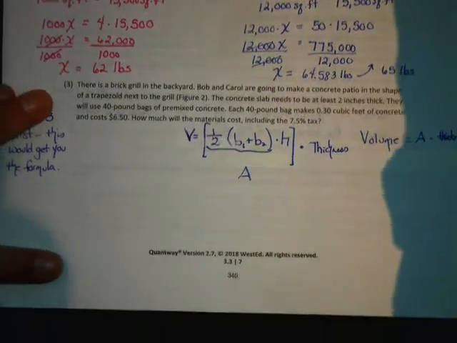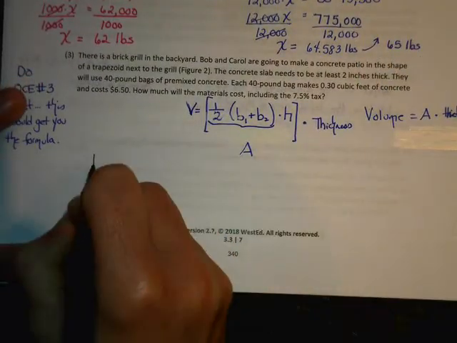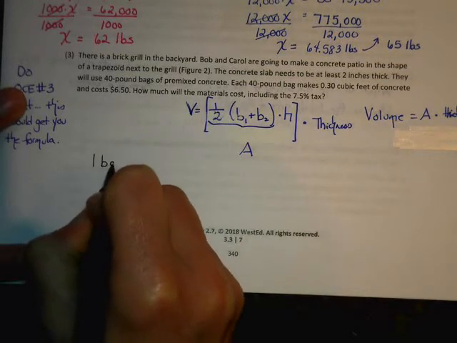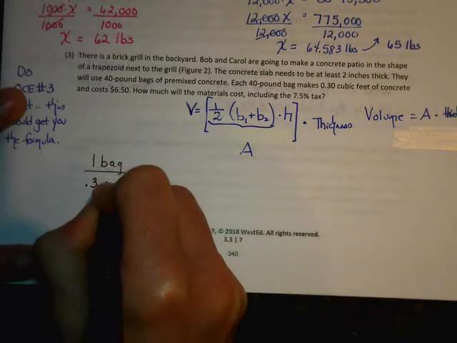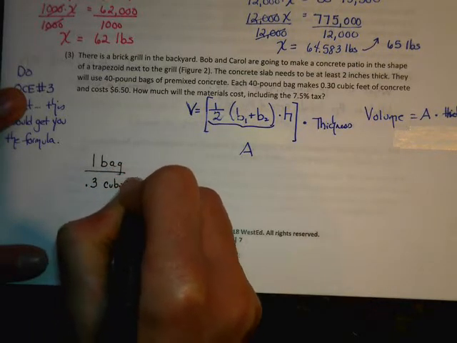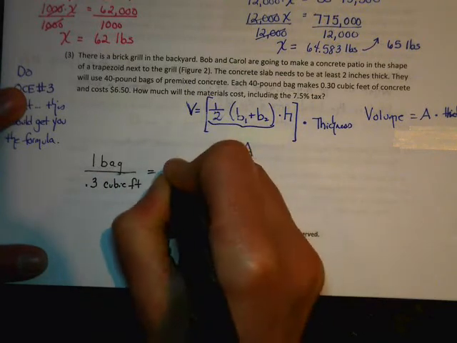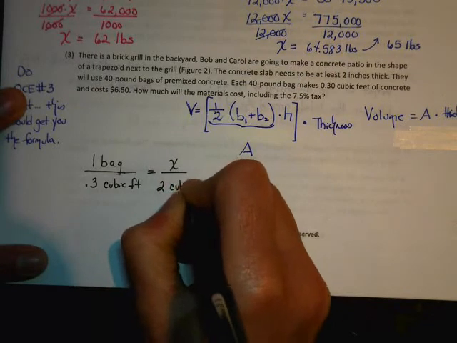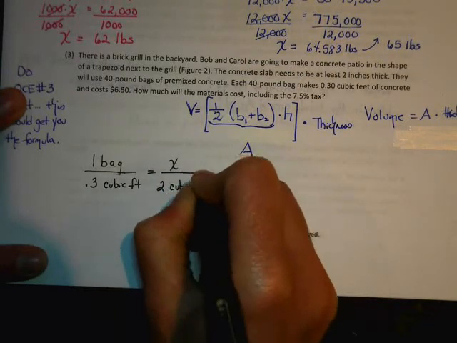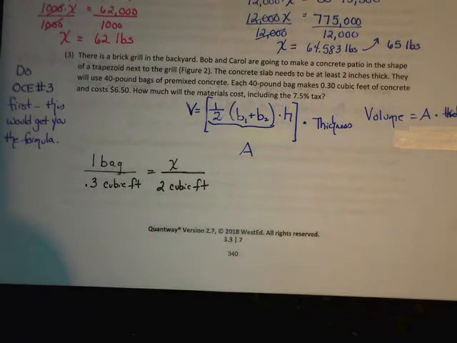So we need to figure out how many bags we need. So let's set up a proportion. One bag is going to cover 0.3 cubic feet. So then how many bags do we need to cover 2 cubic feet? So pause the video. I know you guys know how to do this. You're just going to cross multiply, right? Cross multiply and see how many bags you need. I know you know how to do this. So pause the video.